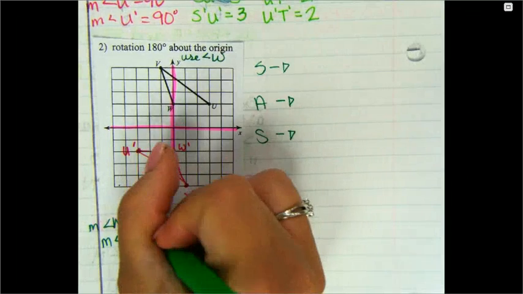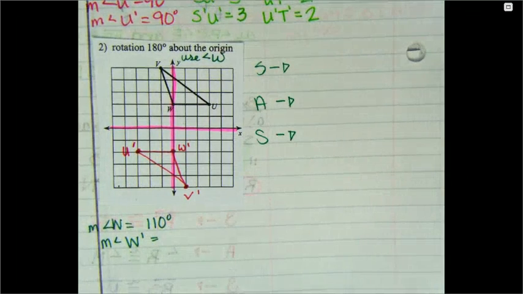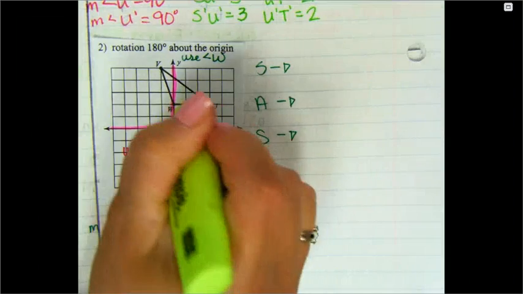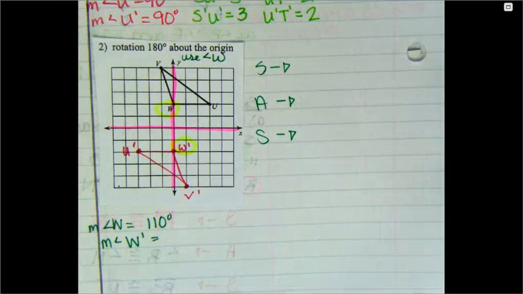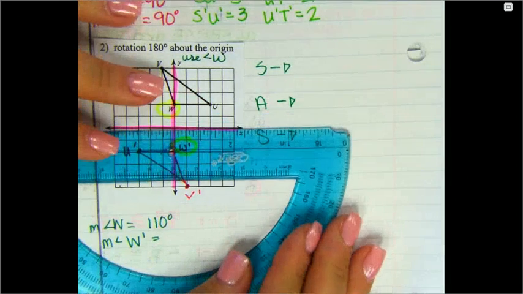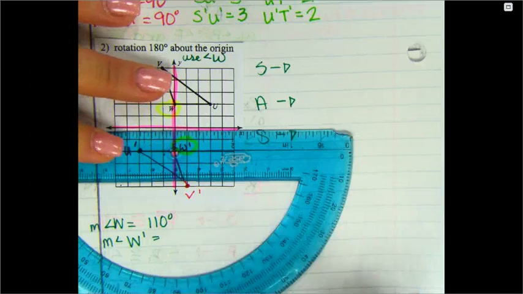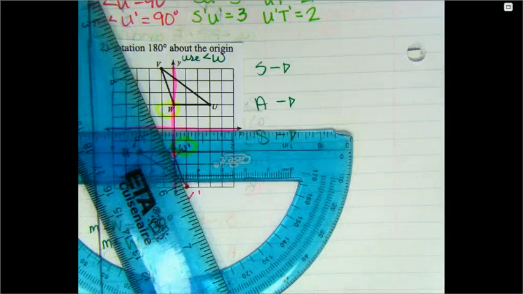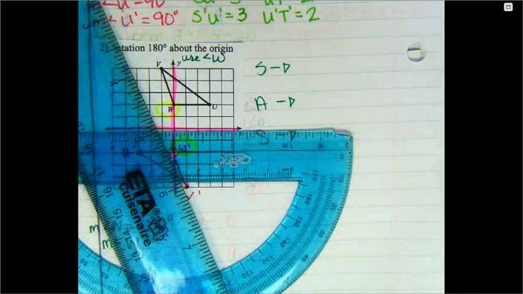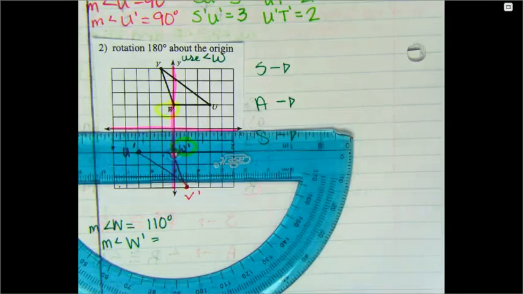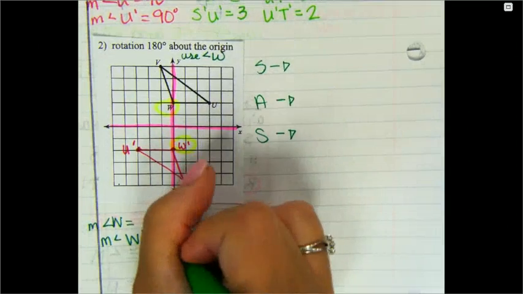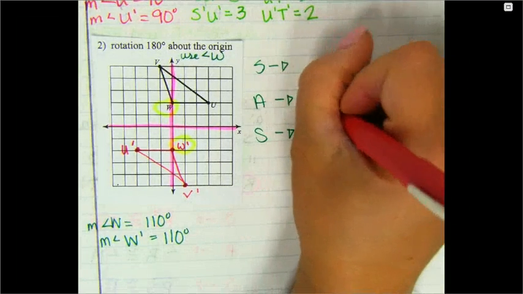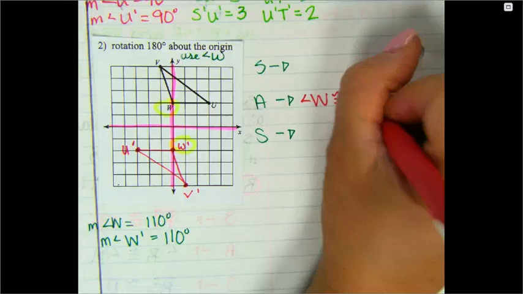So the measure of angle W is 110 degrees, which then means I need to go measure angle what? W prime. I need to make sure I stayed at 110 degrees. So if I measure W prime, as long as I can draw straight, that's also at 110. Good. So I can now go say that angle what? Good. Angle W is congruent to angle W prime.